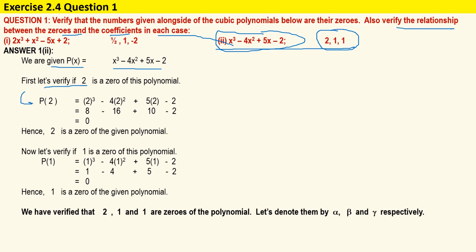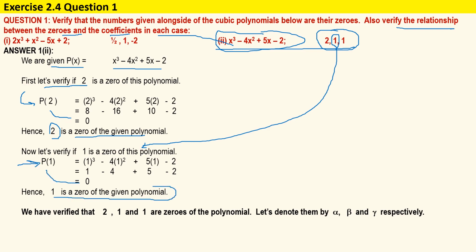We see that the value p(2) is equal to 0. Therefore, 2 is a 0 of this polynomial. Next, let's try to see if 1 is a 0 of this polynomial, because 1 is another number given to us. So we put x is equal to 1 and we see p(1) is equal to 0. Hence 1 is a 0 of this given polynomial also. So by now we have verified that the numbers 2, 1 and 1 are the zeros of the given polynomial, and now let's denote them by alpha, beta and gamma respectively.